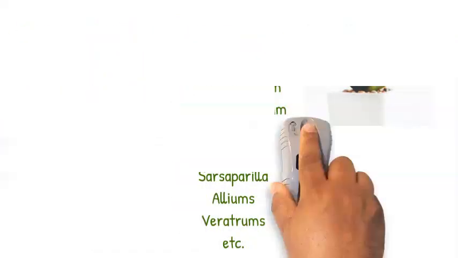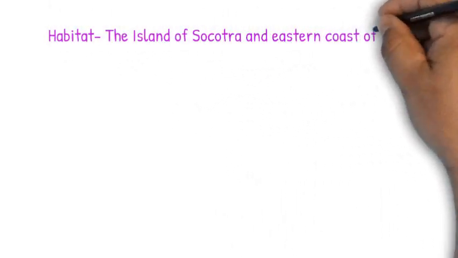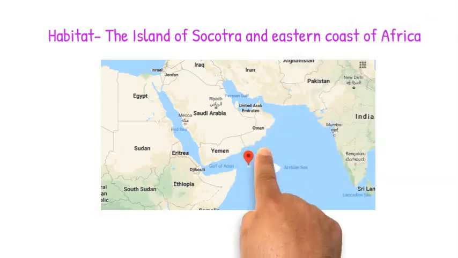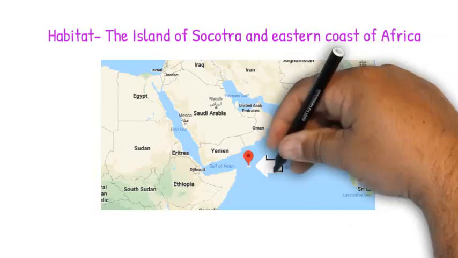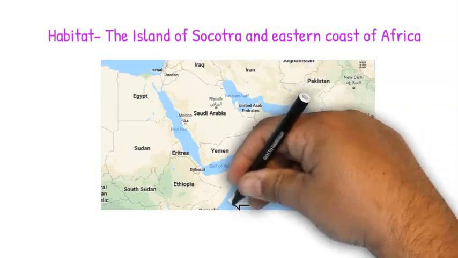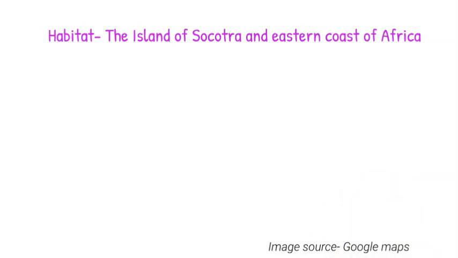In the family Liliaceae, the genus Aloe has 400 to 500 species. Among them, socotrina is one. The name socotrina came from the name of the island Socotra, where this plant is abundantly found. Also, the plant is found on the eastern coast of Africa. So the habitat of the plant is the island of Socotra and the eastern coast of Africa.